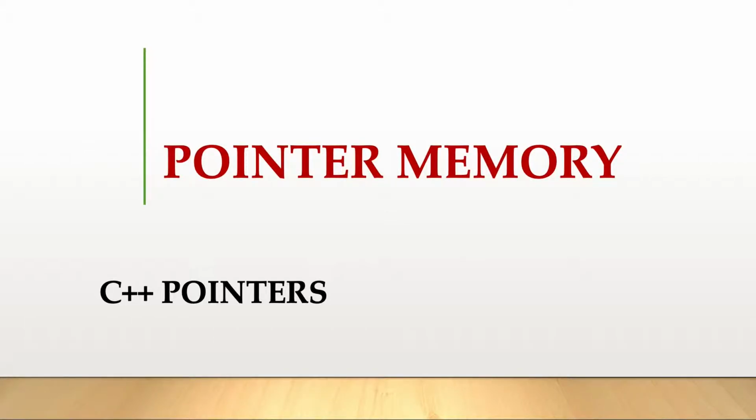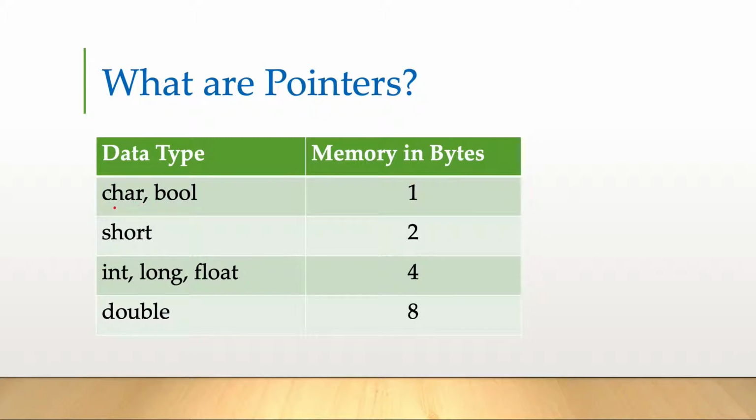Different data types occupy different space in the memory. For example, char and bool take 1 byte, short occupies 2 bytes, int, long and float take 4 bytes, whereas double takes 8 bytes. So this information is very useful when iterating an array.